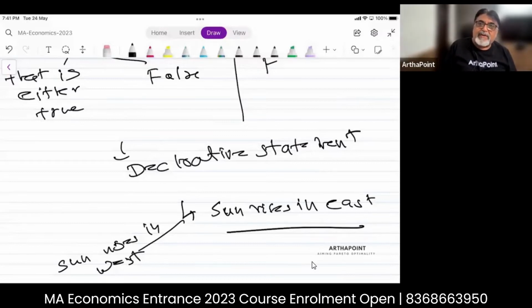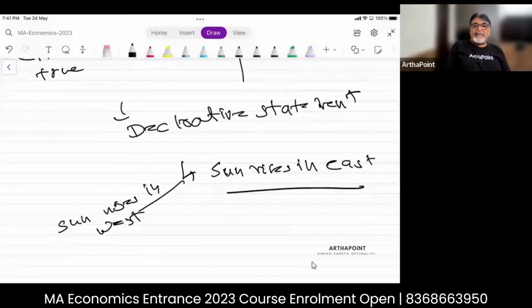Any declarative statement, it may be false or it may be true, is a statement where we can evaluate whether the end result of the statement is true or false. Clear? So that statement is known as proposition. That statement is known as proposition.